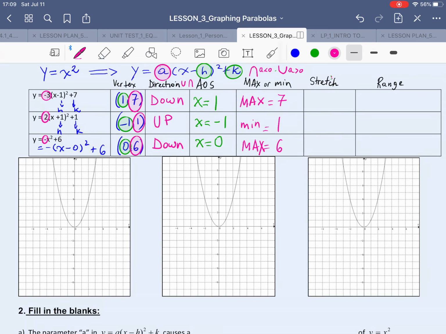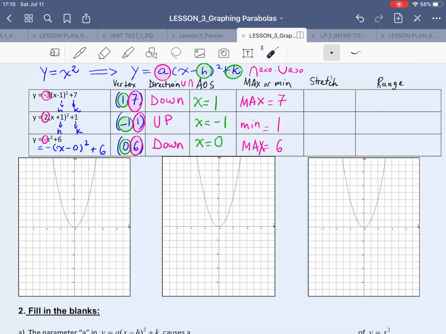Now we're going to talk about the stretch of the parabola. The stretch of the graph is again determined by the coefficient a, as we mentioned before. If coefficient a is a number bigger than 1, such as 1.1 or 1.5 or 2 or 100, it will be a vertical expansion, we say. If it is less than 1 but bigger than negative 1, so a number such as negative half, negative third, 1/2, 1/3, then it will be a vertical compression.